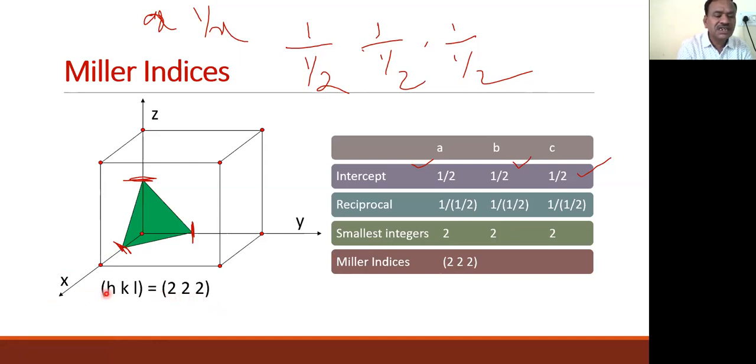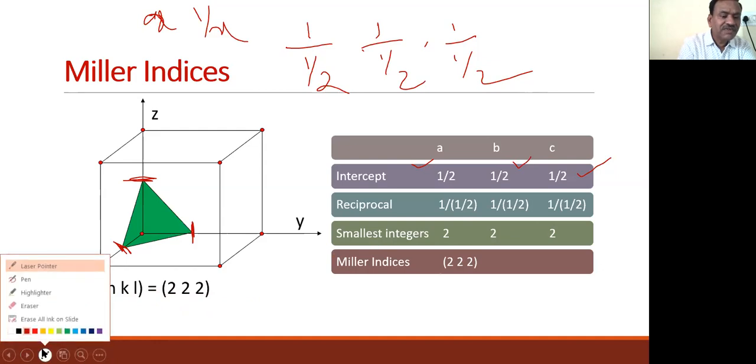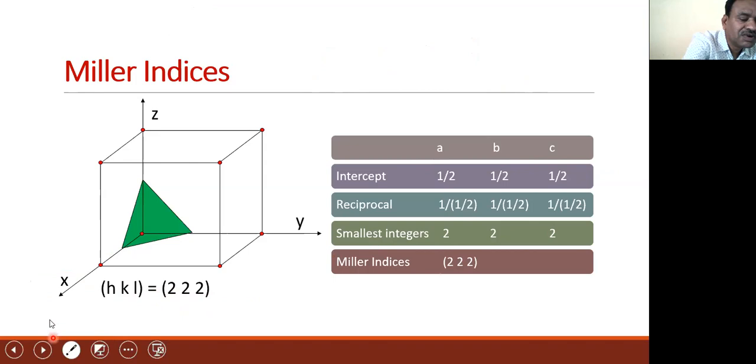2 represents H, this 2 represents K, and this represents L. These h, k, l values are called what? Miller indices.